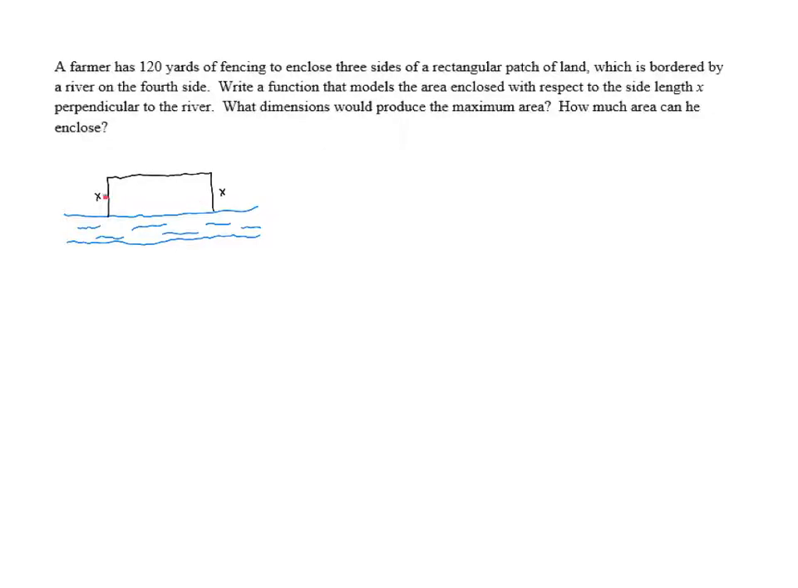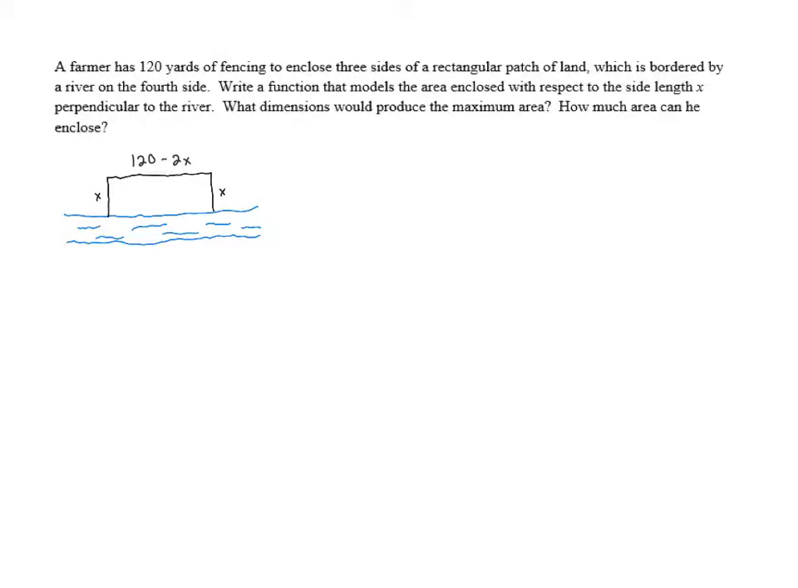And we know that for a rectangle, opposite sides are equal. So those are going to be x. Now, if we need to figure out what this side length is going to be, we can use the fact that we've got a total of 120 yards of fencing. So if he started with 120 and he used x for this side and x for this side, he's used 2x in total. So the remaining is going to be 120 minus the 2x that he already used.